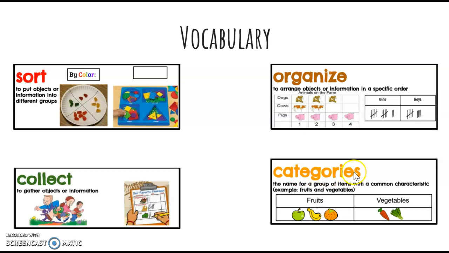And then lastly, we have categories. Can you say categories? Categories is the name for a group of items with common characteristics. For example, down here, they categorize the fruits and the vegetables. So this category is the fruit, and this category is the vegetable, okay?